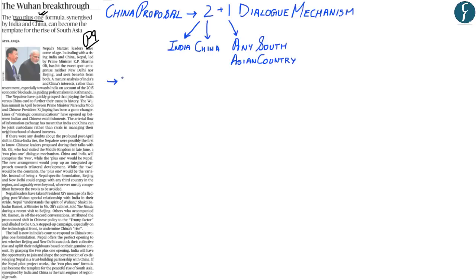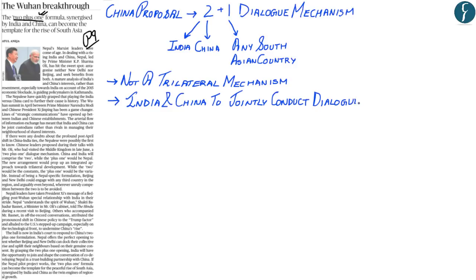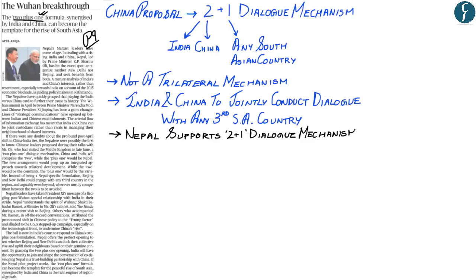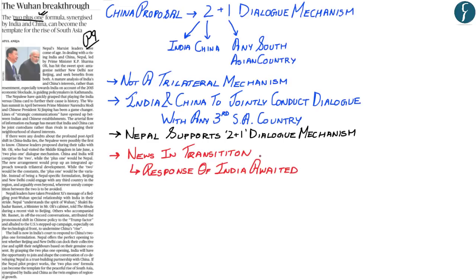According to China, the 2 plus 1 dialogue mechanism would not be a trilateral dialogue mechanism. In this mechanism, India and China would jointly conduct a dialogue with any third South Asian country. And according to this article, Nepal has agreed to this 2 plus 1 dialogue mechanism. But you have to understand that this news is currently in transition, and we'll have to wait and see what the response of India would be to this Chinese proposal of a 2 plus 1 dialogue mechanism.